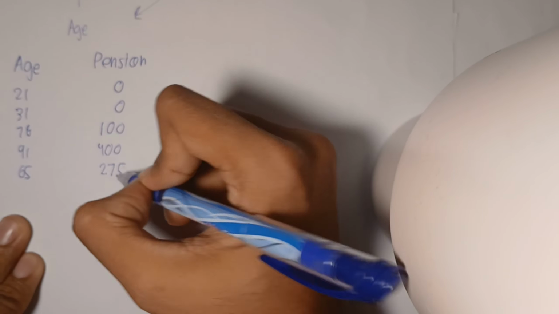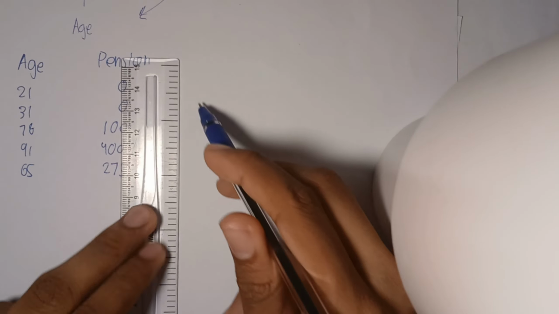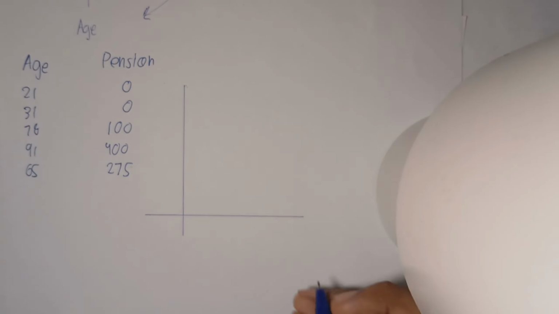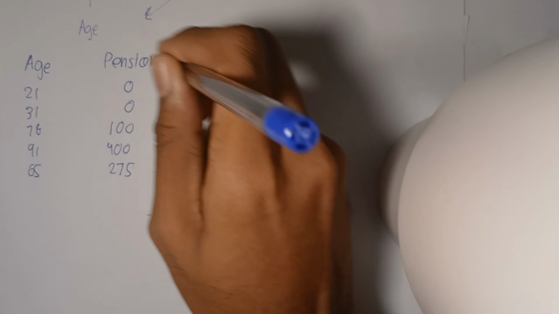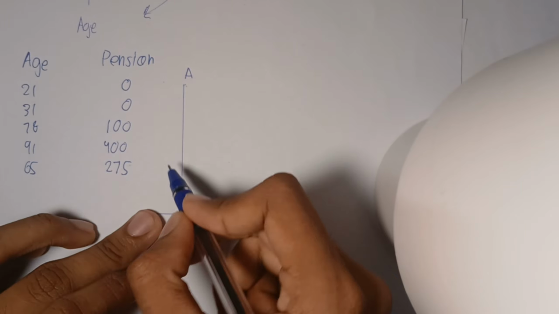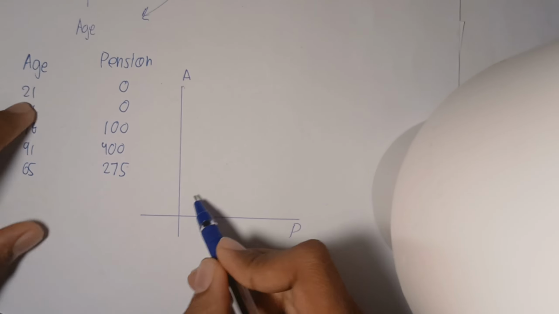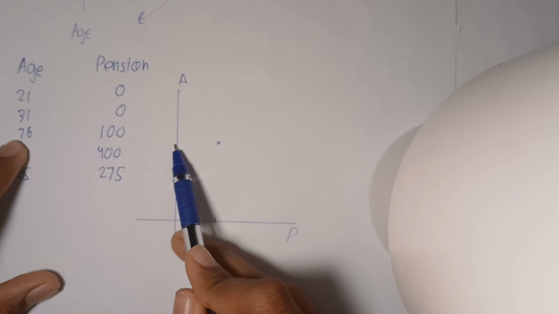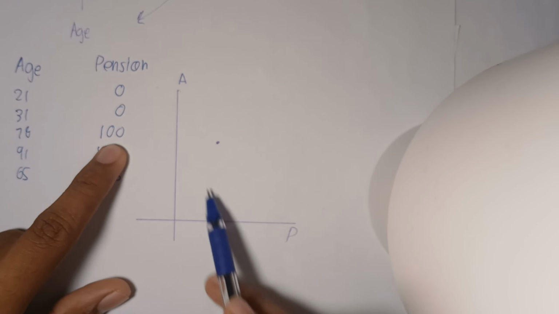Now imagine a graph. I'm going to just rewrite our example really quickly. Now if we were to make a graph, say for example of our age versus the pension here, this is my pension and this is my age. It tells us that for the age 21, there's no pension. Age 31, there is also no pension. For the age of 78, the point here is the age of 78, and here is the pension of 100.